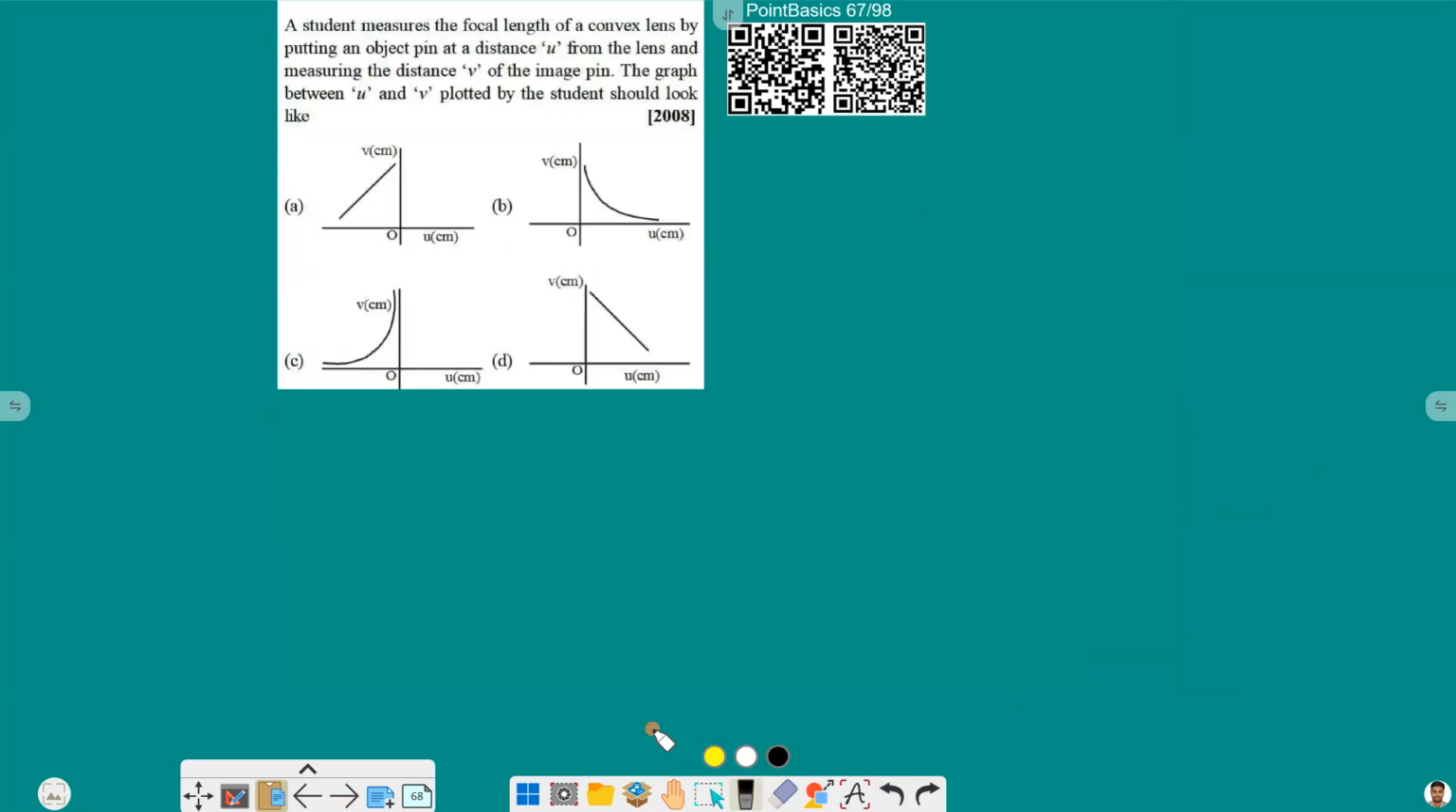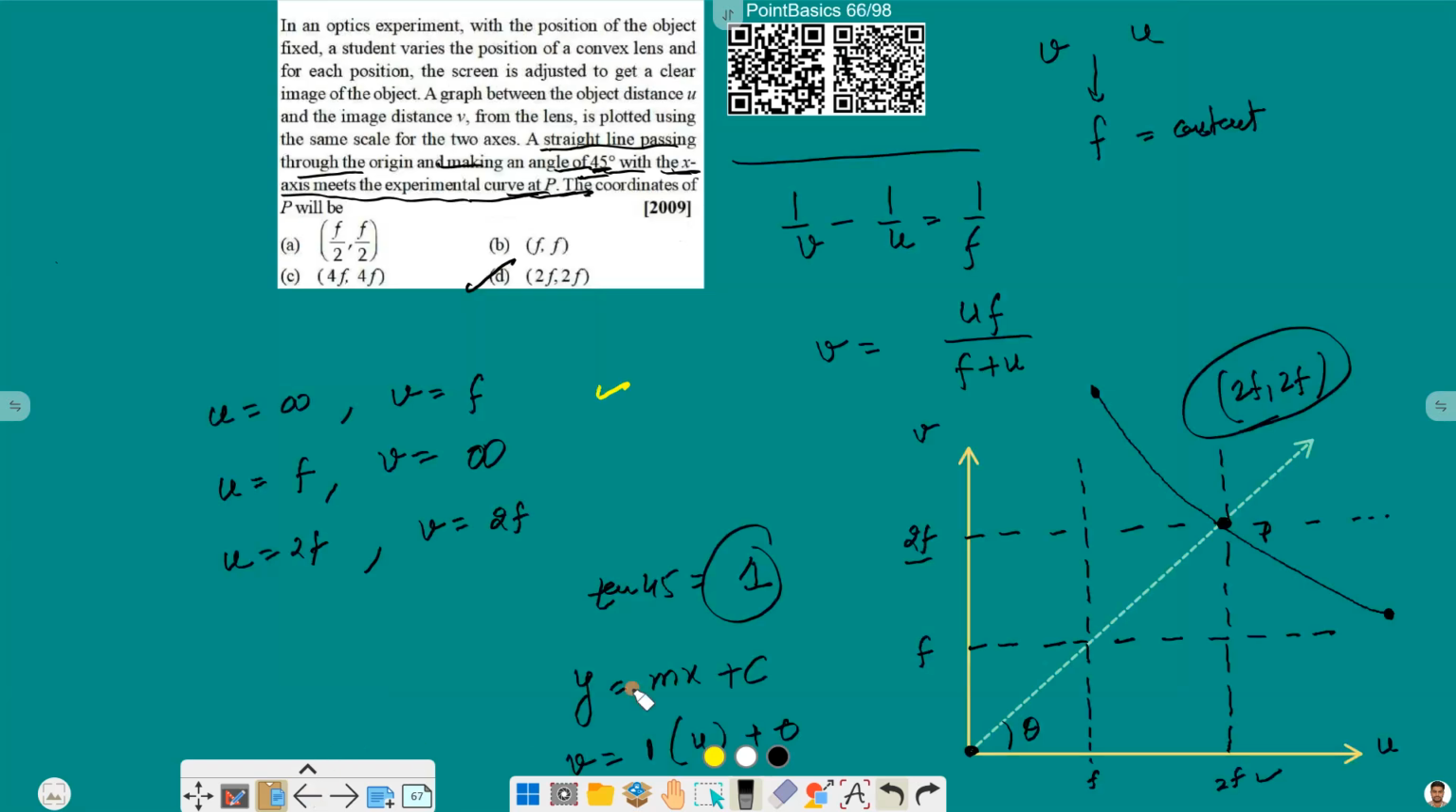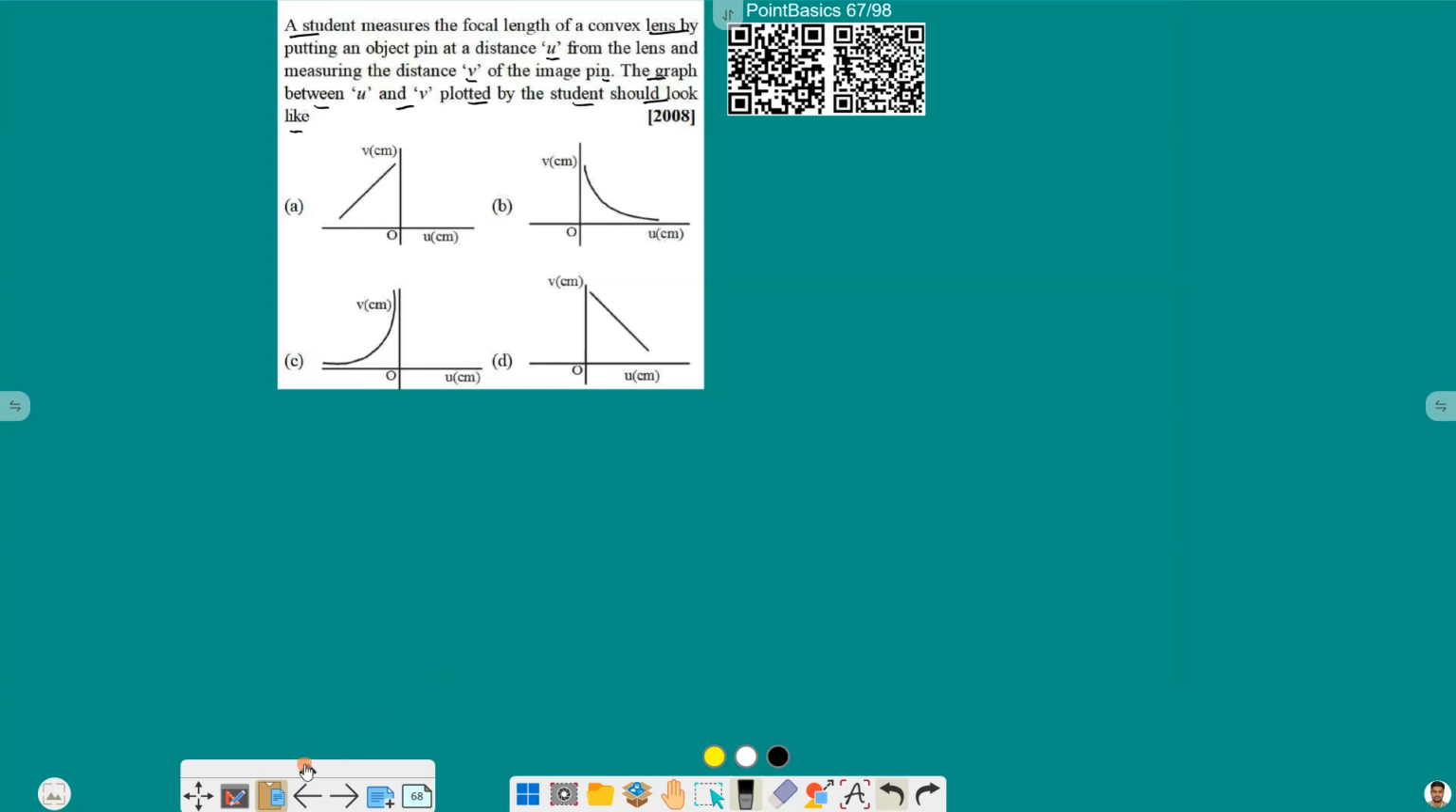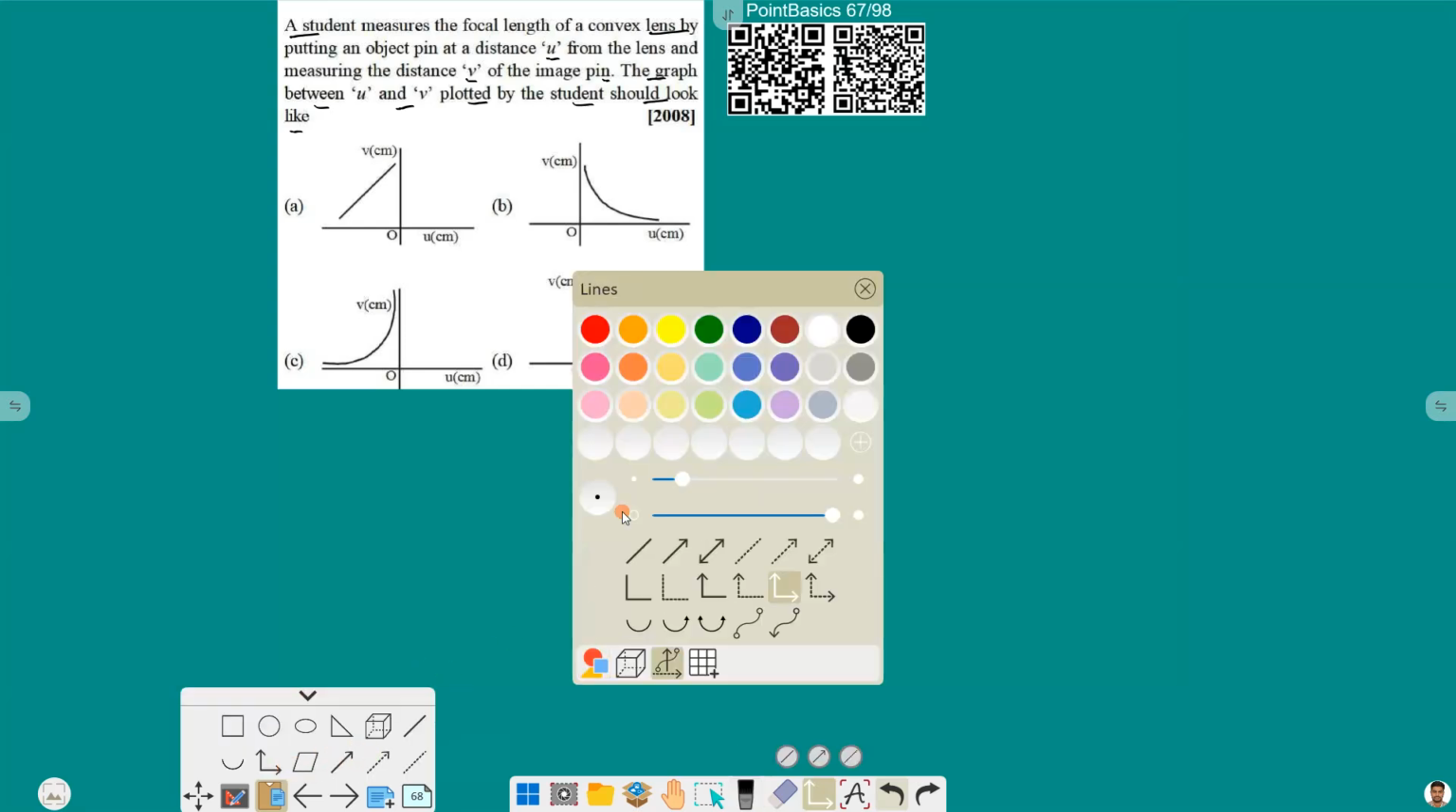So here we have that a student measures the focal length of a convex lens by putting an object pin at a distance u from the lens and measuring distance v on the image pin. The graph between u and v plotted by the student should look like what? So we have to find what it should look like. Now, as in the previous question, we already covered this, the graph might look like this. We just need to plot it again with the proper coordinate system.